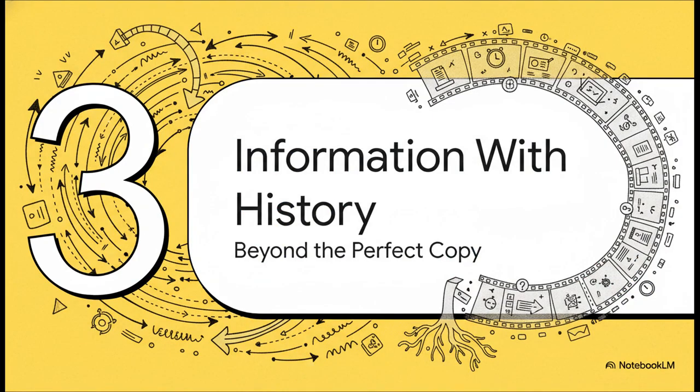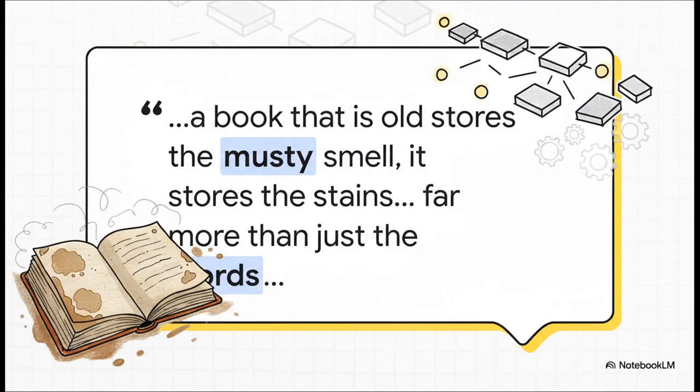Now, this crazy structure leads to one of the most profound consequences of this whole idea. We're literally leaving behind the world of perfect sterile copies and entering a world where information carries its own past around with it. Think about it, right? Every single copy of an ebook on the entire planet is exactly the same, down to the last bit. It's a perfect replication, for sure, but it's also totally lifeless. It has no character, no history of its own. But an old physical book tells a story that goes way beyond just the text. As the source material puts it so well, it stores the musty smell, it stores the stains.